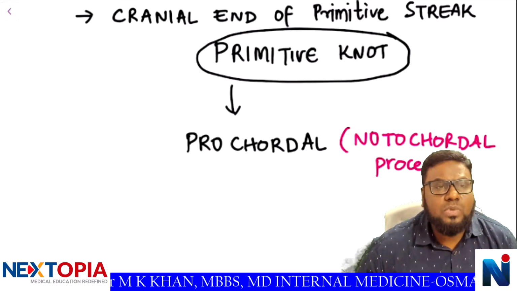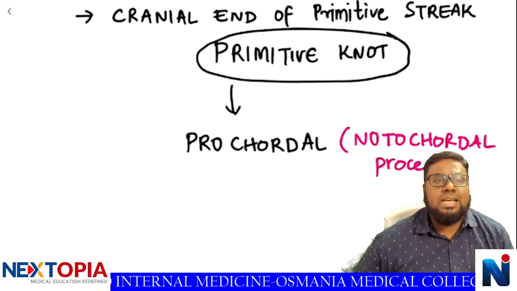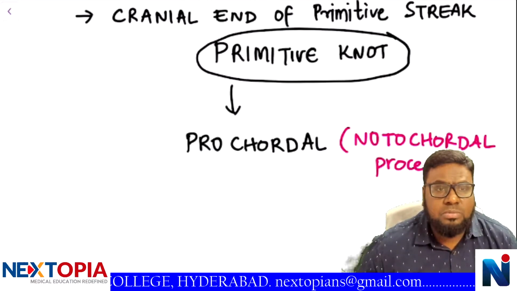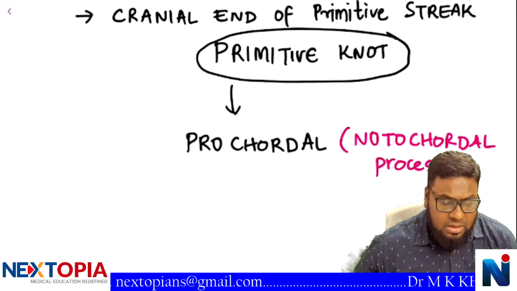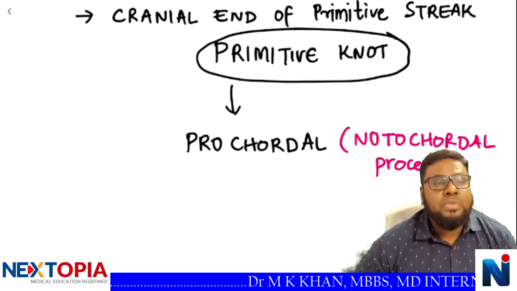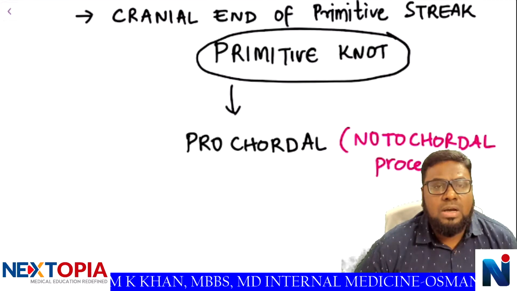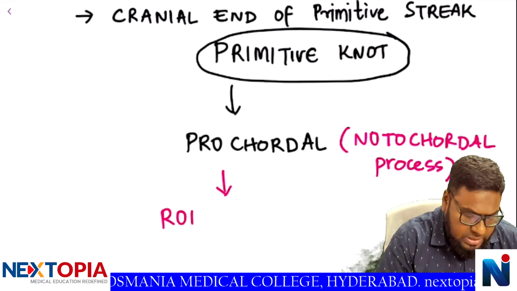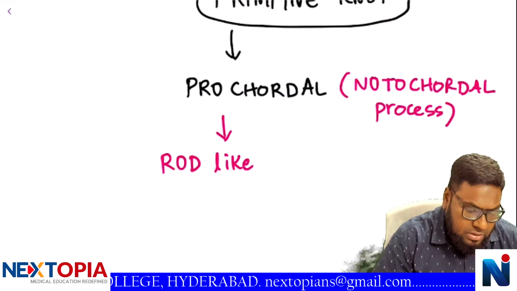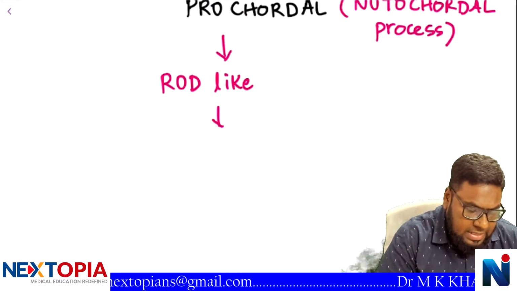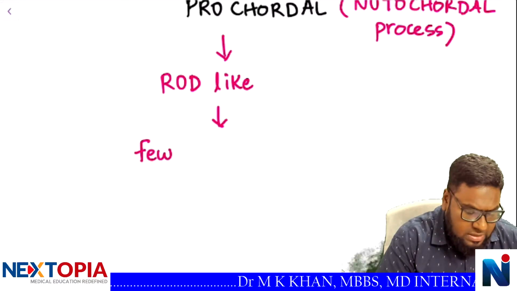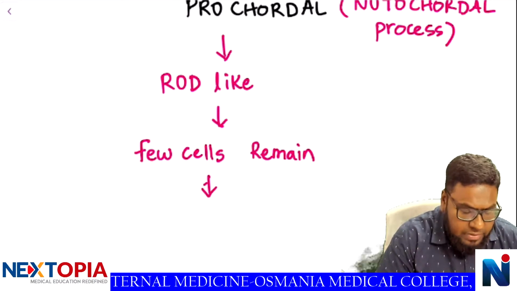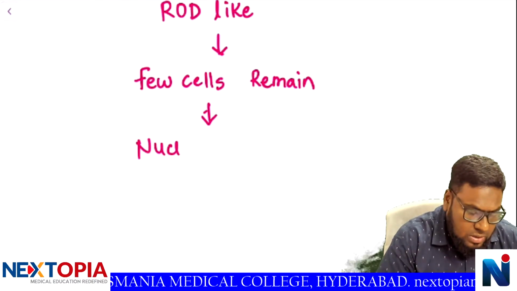After that, we'll discuss how the notochord suddenly disappears. First, the notochordal process will develop at a very rapid pace into a rod-like structure, and suddenly it disappears. The cells disappear, and only a few cells of this rod-like structure remain throughout our life, which form the nucleus pulposus of your spine.